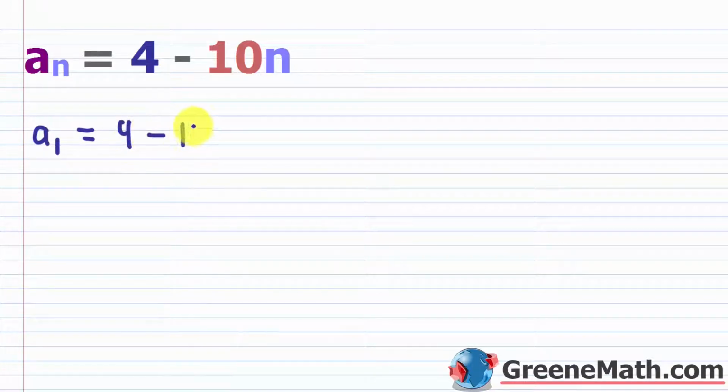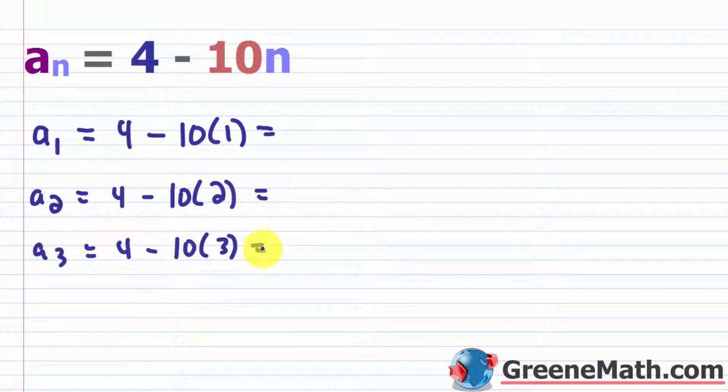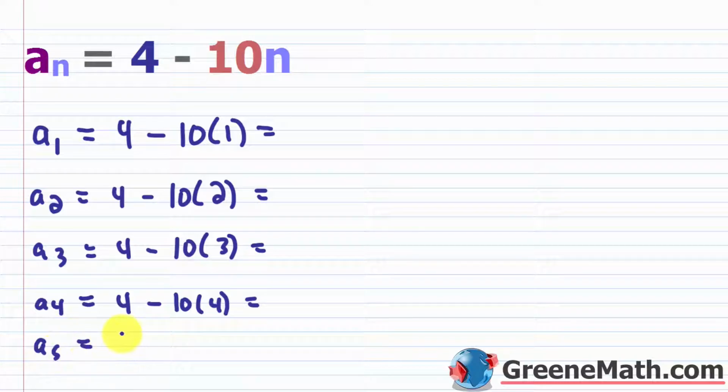So 4 minus 10 times 1, okay? If I want a sub 2, I'm going to have 4 minus 10 times 2, okay? If I want a sub 3, I'm going to have 4 minus 10 times 3. If I want a sub 4, I'm going to have 4 minus 10 times 4. If I want a sub 5, I want 4 minus 10 times 5, okay? And you're going to see a pattern here because 4 is always the same. Really, once I get my first number, I'm going to decrease by 10 each time, okay? And that's because this 10 is multiplying this guy here.